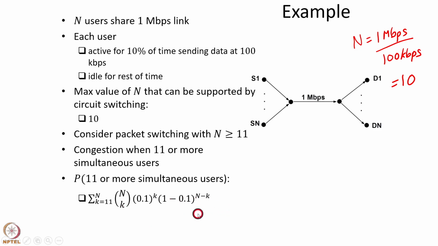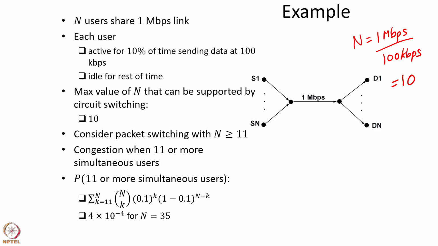Now, if we sum up this probability from k equal to 11 to n, then we get the probability that there are 11 or more simultaneous users. So this is the probability that there are 11 or more simultaneous users. If we substitute n equals 35 in this expression, then we get a probability of 4 times 10 to the power minus 4. Notice that this is an extremely small probability.